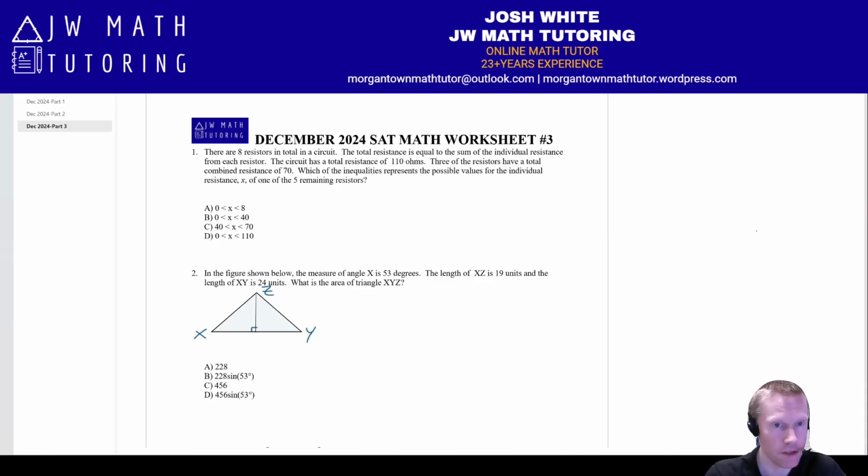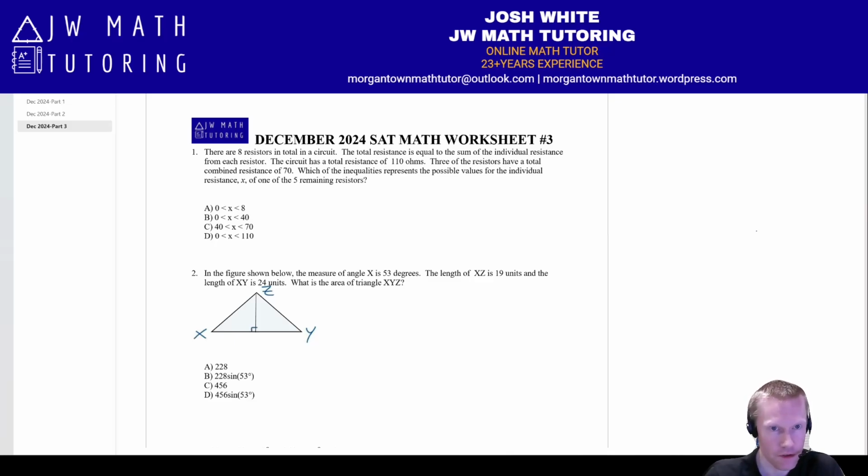All right, with all that being said, let's go ahead and get started on problem number one that dealt with resistors in a circuit. So this circuit has 8 total resistors. I'm assuming it's a series circuit, as compared to parallel. If you've taken physics, you would understand that. But if not, just completely ignore it. Because it tells you that the total resistance is equal to the sum of the individual resistors, i.e. the resistance from each resistor. So there's a total resistance of 110 ohms.